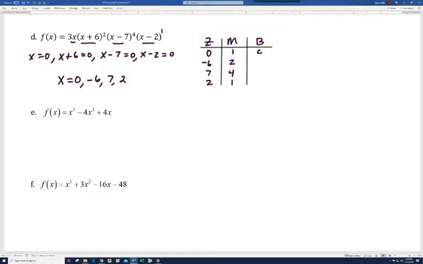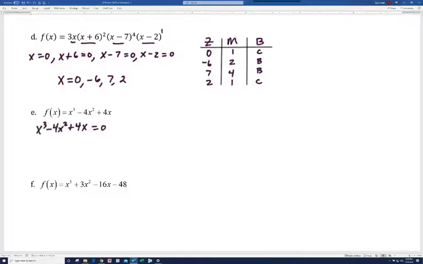At -6, because we have an even multiplicity, we're going to bounce. At x = 7 on the graph, because we're even multiplicity, we're going to bounce. And finally, at x = 2, we have an odd multiplicity, so we're going to cross.